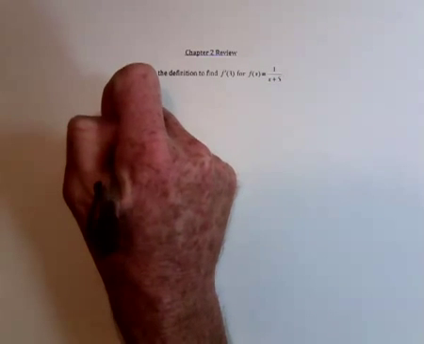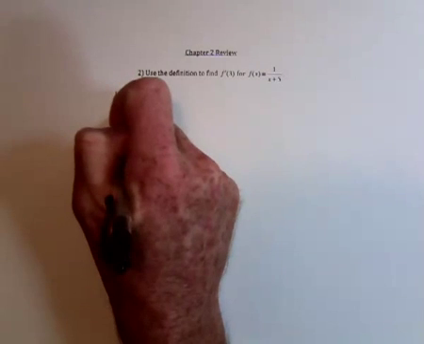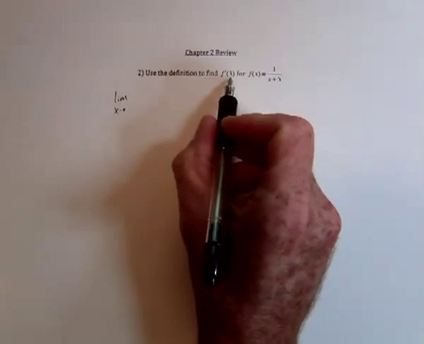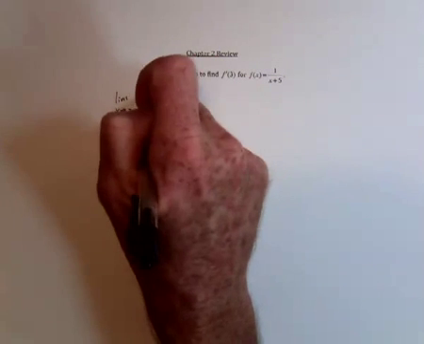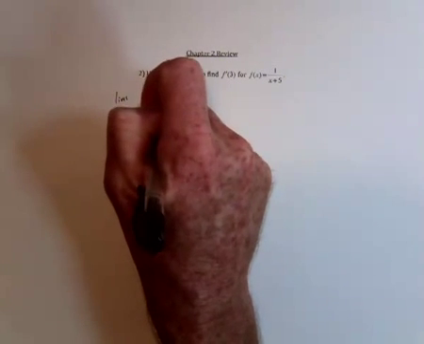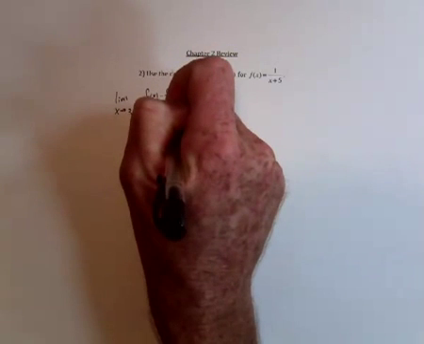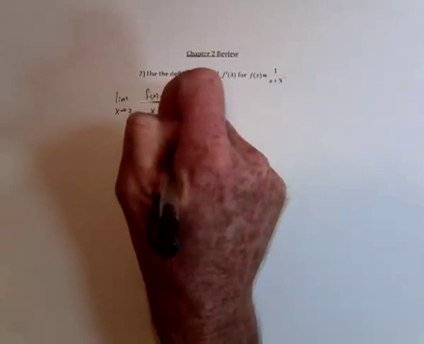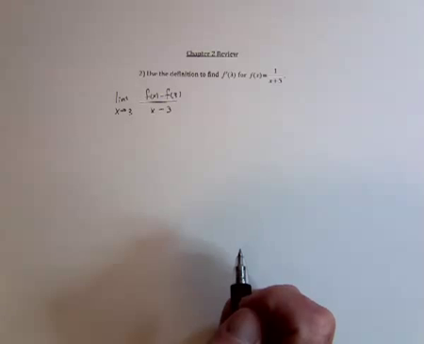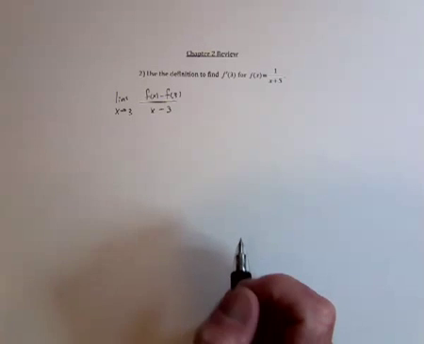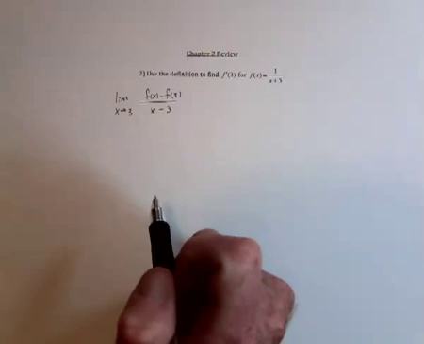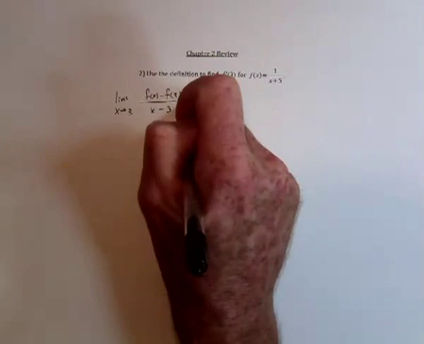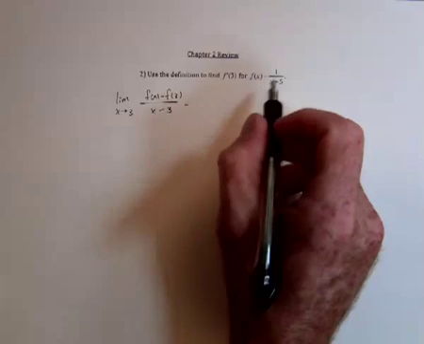So here we use the definition of the derivative. The limit as x approaches the number 3, and then what is essentially the rise over the run, subtract the two y values divided by subtract the two x values, or the change in y over the change in x. Alright, there's the definition, and now apply that to this function right here.